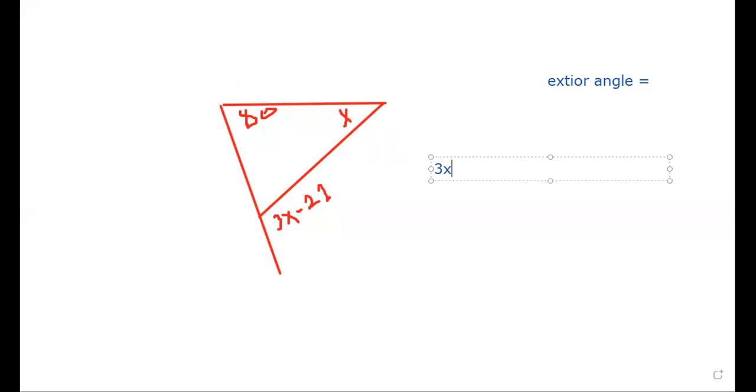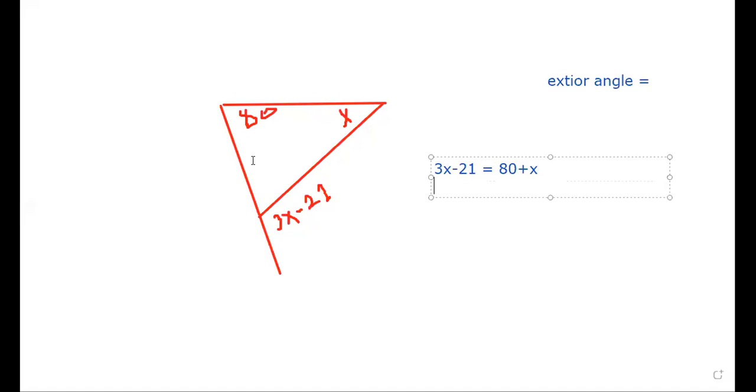Page 62, yes. So it will be 3x minus 21. This is, it will be equal 80 plus x. And then solving the equation, it will be equal 180, right? Which one equal 180?